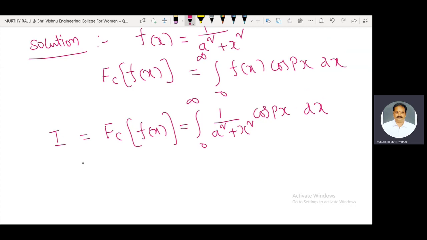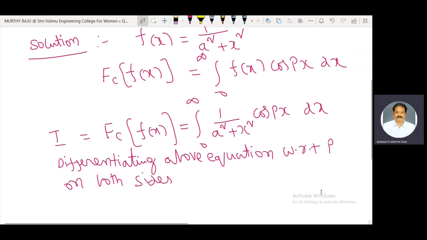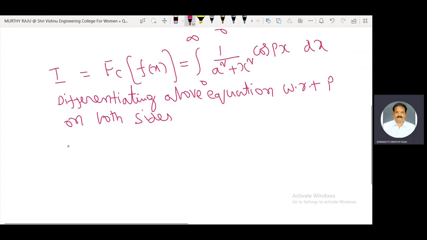Differentiating the above equation with respect to p on both sides. This is the procedure I used to solve this problem.